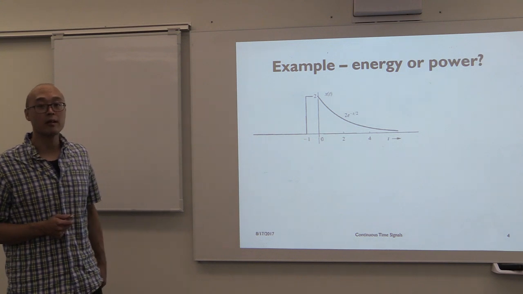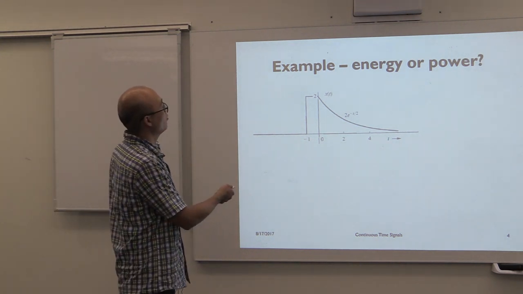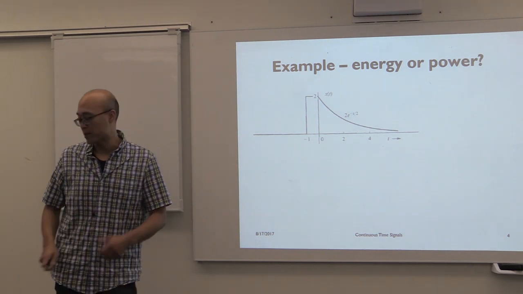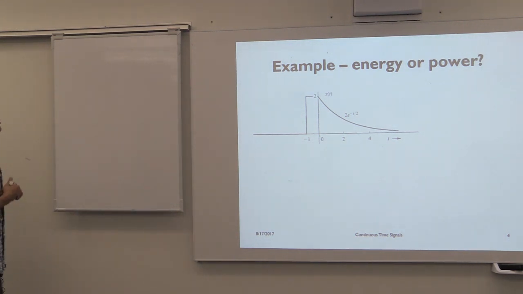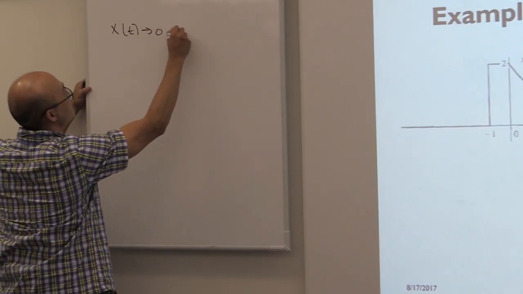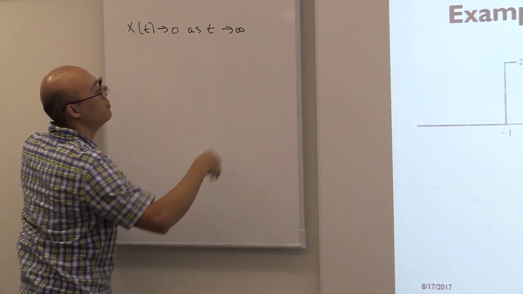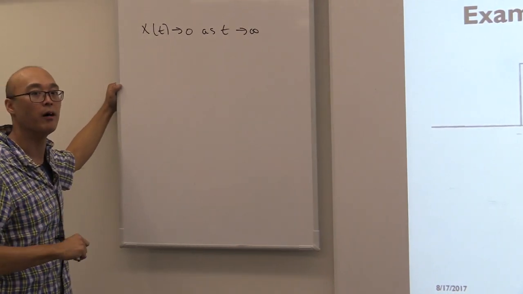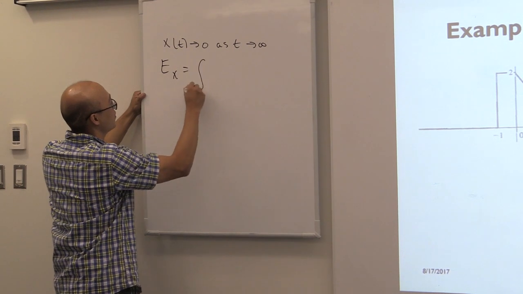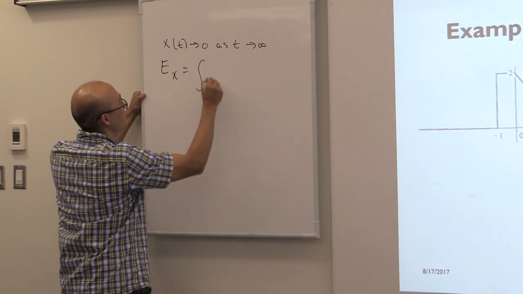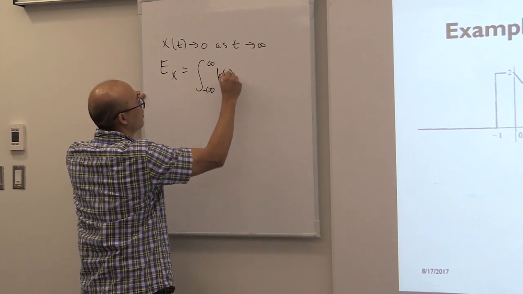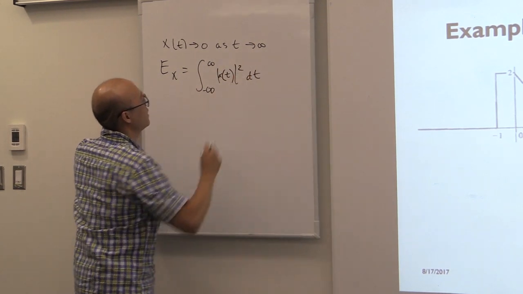So let's take a look at a couple of examples. First, we want to determine whether the signal shown over here, x of t, is an energy signal or a power signal. So what we can note is that x of t in this example goes to 0 as t goes to infinity. So that immediately suggests that we can make use of the definition for the signal energy. So E sub x is going to be the integral from minus infinity to infinity of the magnitude of x of t all squared dt.